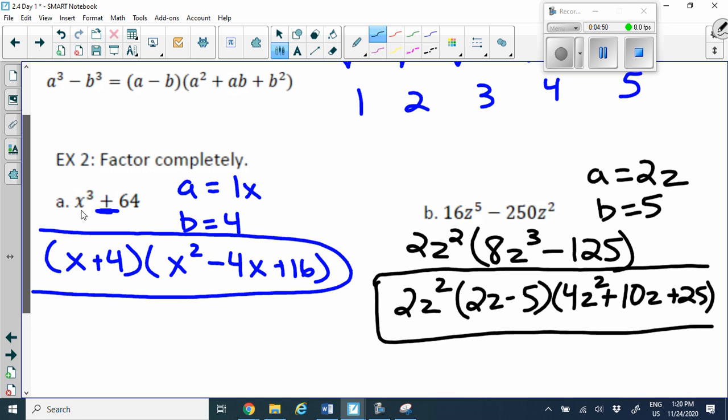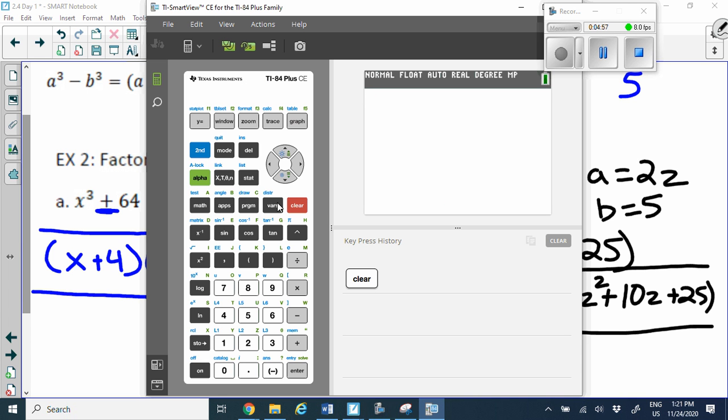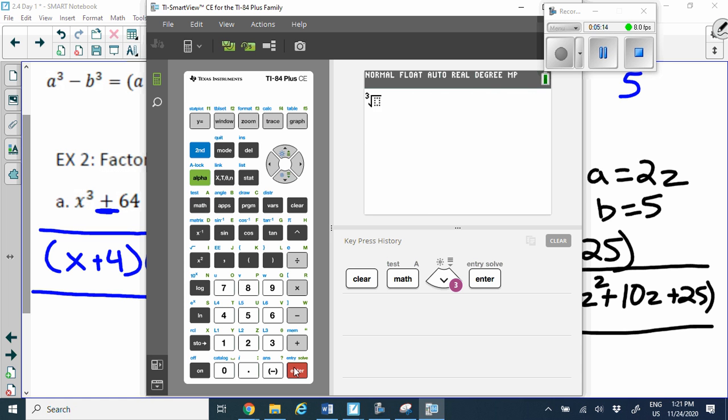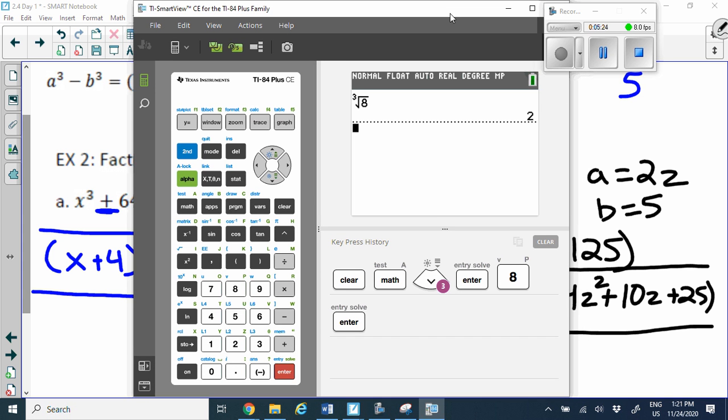Now I also want to show you how to take the cube root of a number in your calculator. If you ever need to take a cube root, you go to Math in your calculator. Notice that number 4 is the cube, the 3 with the root sign, which represents the cube root. Press enter for that, and then put in any number you need. Let's pick 8, press enter, and it gives you the cube root. That's how you can do that, especially for sums and differences of cubes.